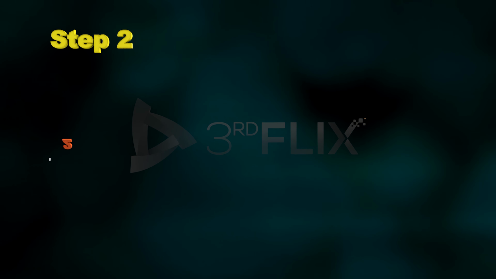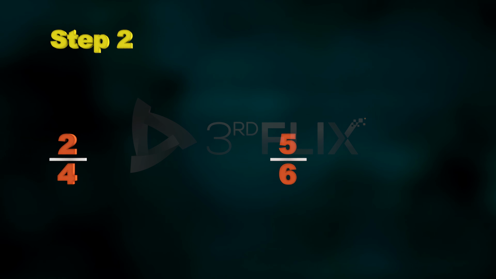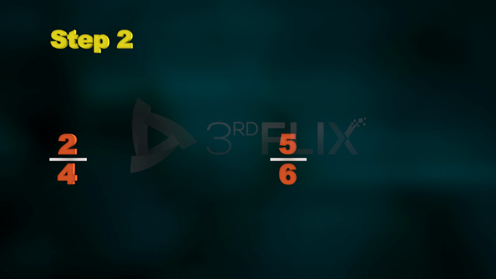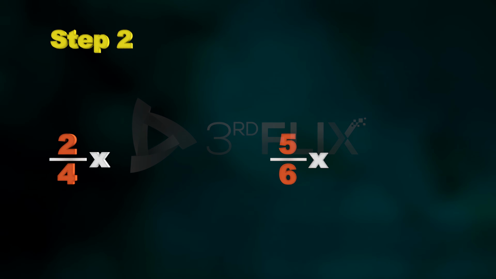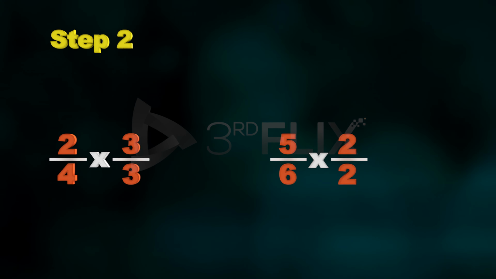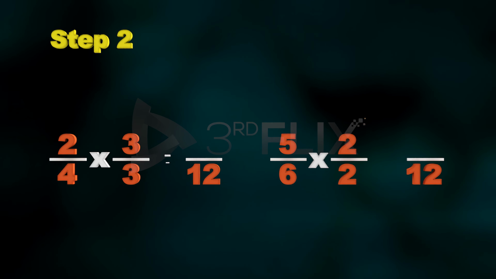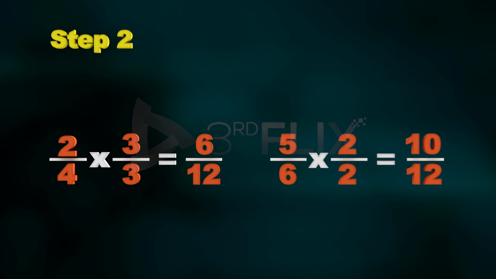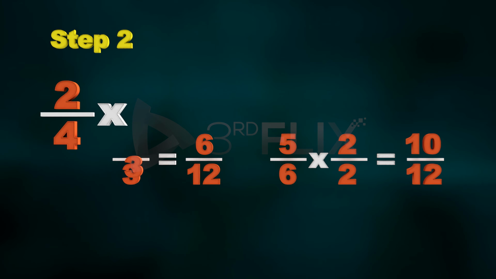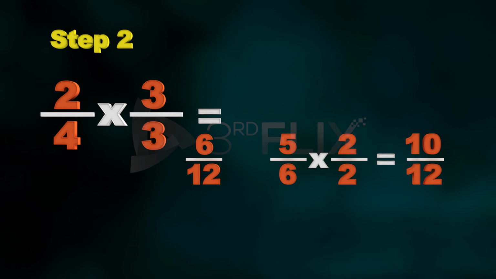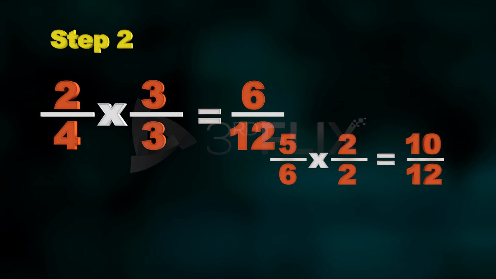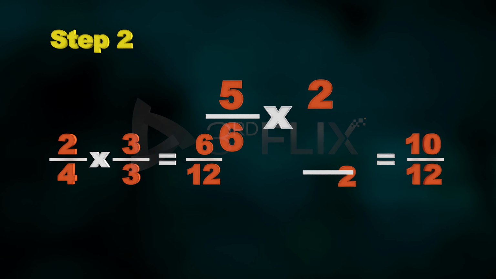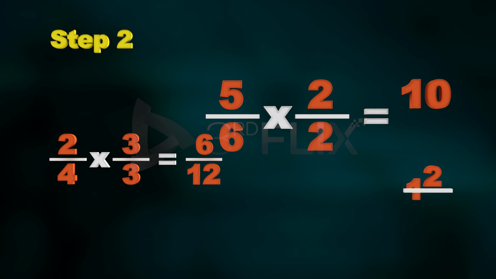Step 2. Change both the denominators to the LCM, that is 12. To do this, multiply the numerator and the denominator with the same number to attain 12 as the denominator. 2 by 4 into 3 by 3 is equal to 6 by 12. And 5 by 6 into 2 by 2 is equal to 10 by 12.